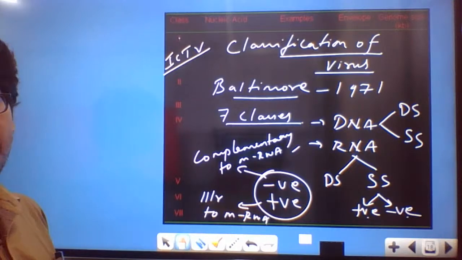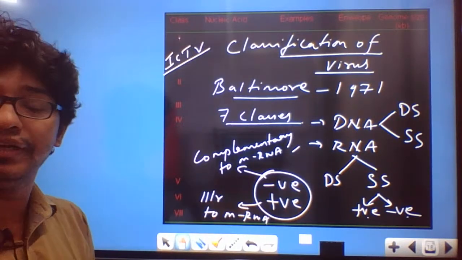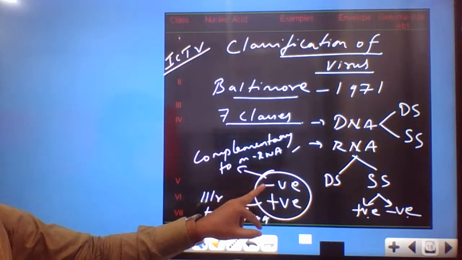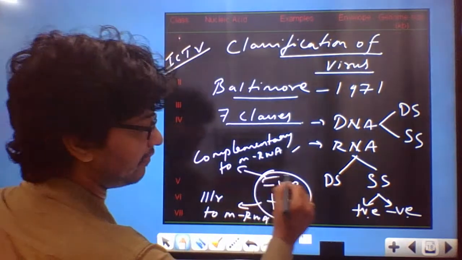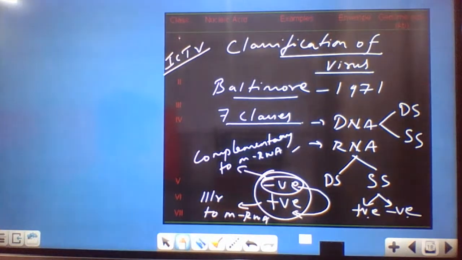If it is complementary to mRNA, then what will happen? This complementary molecule will pair with the mRNA, and a double strand RNA will be formed. So what should happen before that to the negative strand? The negative RNAs have to be first converted to positive RNA. Only then will it go for the further reactions. Okay.